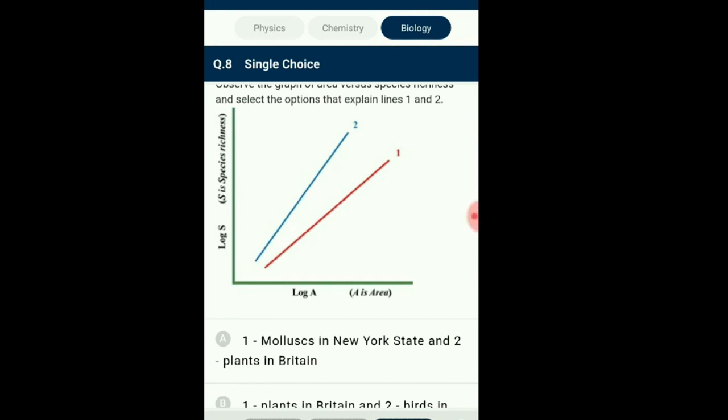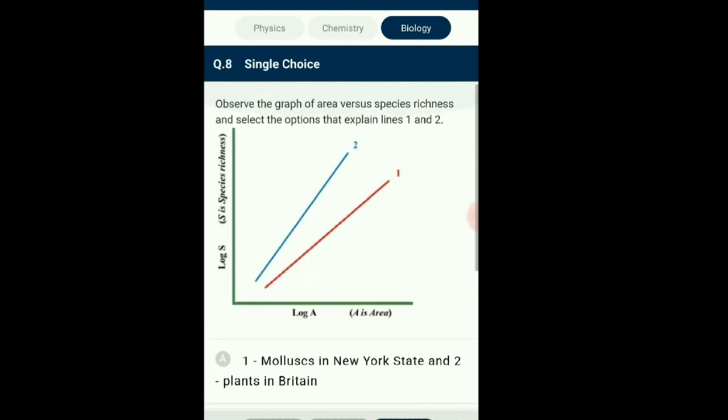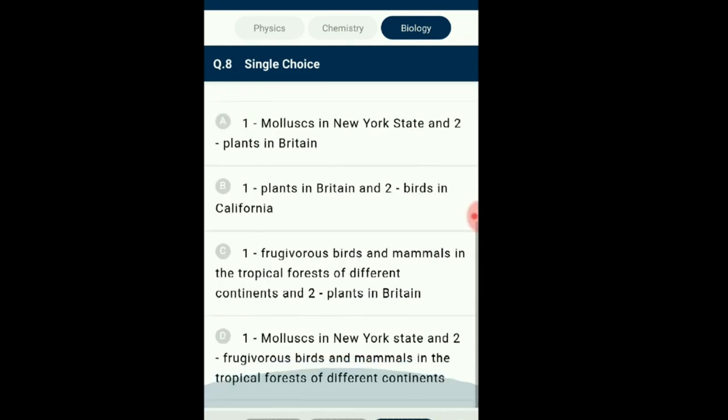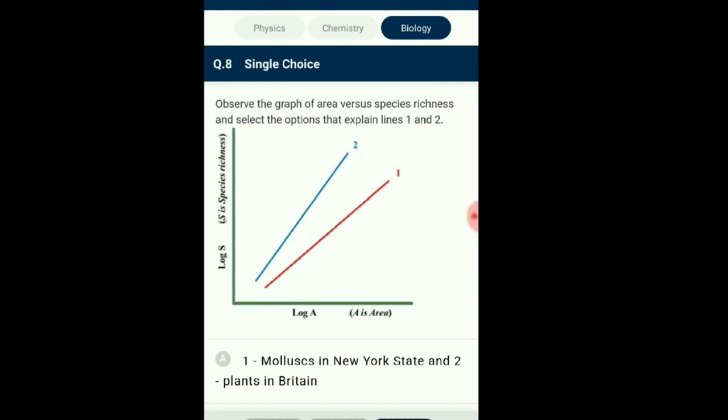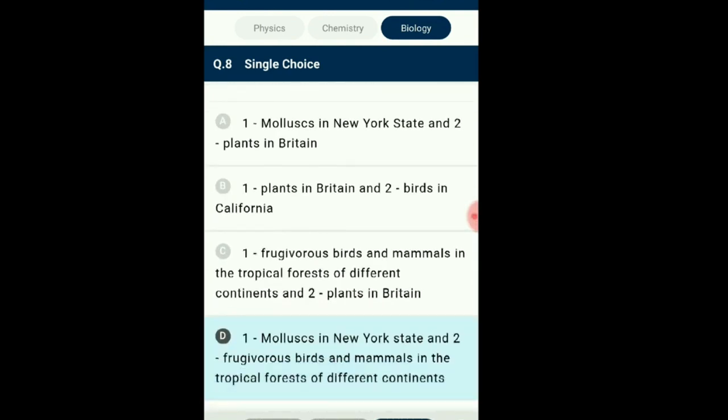For example, for frugivorous, generally called fruit-eating, birds and mammals in the tropical forests of different continents, the slope is found to be 1.15. In this graph, line 2 is steeper than line 1, thus the Z value is higher. So the answer is option D. First one, mollusks in New York State, and second one, frugivorous birds and mammals in the tropical forests of different continents. So that only explains line 1 and 2. So the correctly matching option is D.